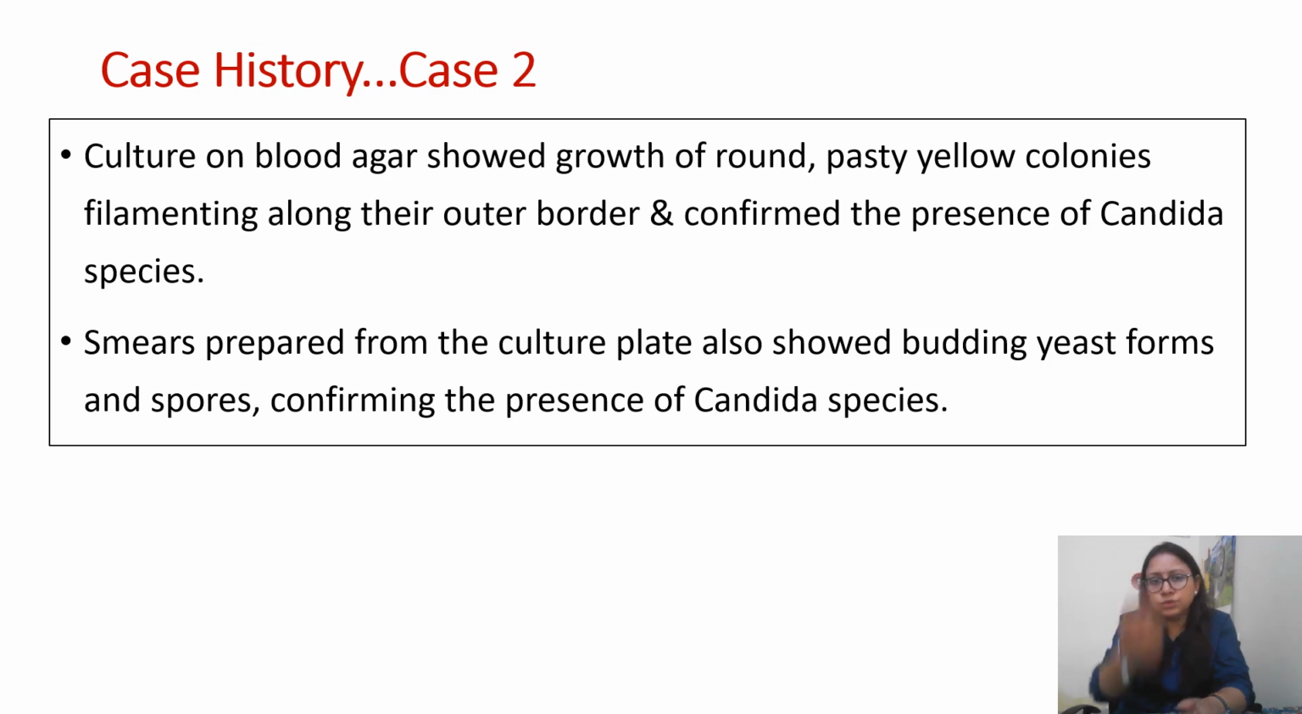We did culture also on blood agar, which showed round pasty yellow colonies filamenting along the outer border, and this confirmed the presence of Candida species. We had sent the sample to the microbiology department. From there, the culture on the blood agar confirmed the presence of Candida. The smears were prepared from the culture growth, and in that also we noted budding yeast forms and spores, confirming the presence of Candida species.